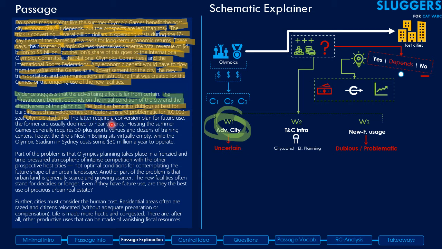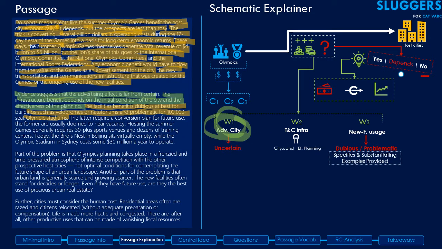Guys, the velodromes are basically the stadiums or the tracks which are created for bicycle racing events. And natatoriums are basically the indoor swimming pools and stadiums which are created for the swimming events. So that's what velodromes and natatoriums are. So he's saying the facilities benefit is dubious at best for these, and problematic for the 1 lakh seat Olympic stadiums. All right, fair enough. Let's come to the next part.